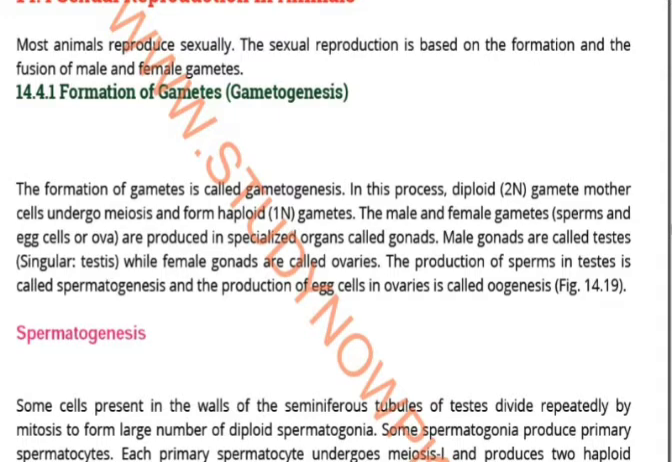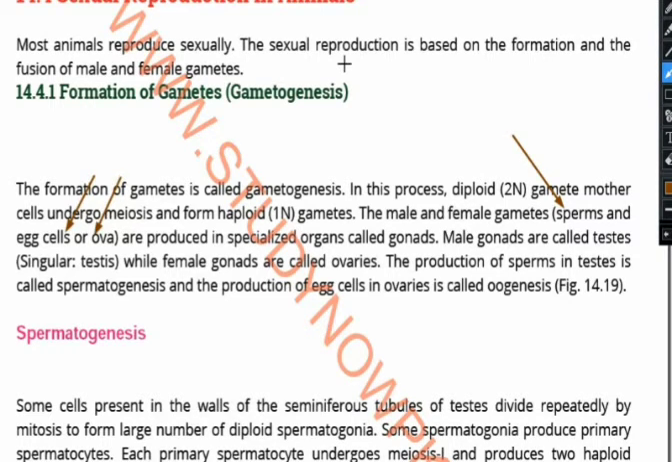In this process, the diploid cell has to go through meiosis and then produce haploid gametes, which is 1n. The male and female gametes, you must know this, please note this down: the male gametes are the sperm, and the female gametes are the egg cells or ova.